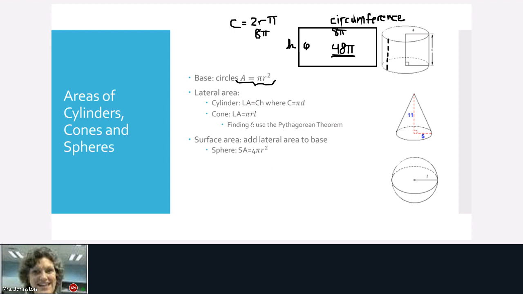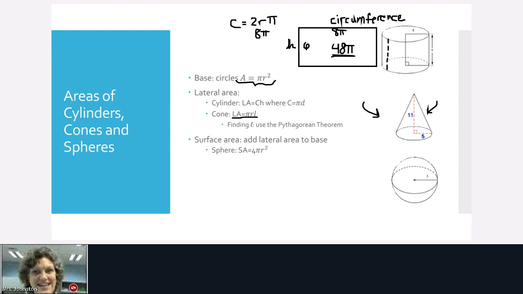Now, taking a look at the cone, you can do some similar applications. The lateral area is pi times the radius times this cursive L, which is the slant height. How would we find the slant height of this cone? Well, I've drawn in a little internal triangle, and because I've drawn it so that it's perpendicular to the base, I know that this is a right triangle, and I can use the Pythagorean theorem to find the slant height.